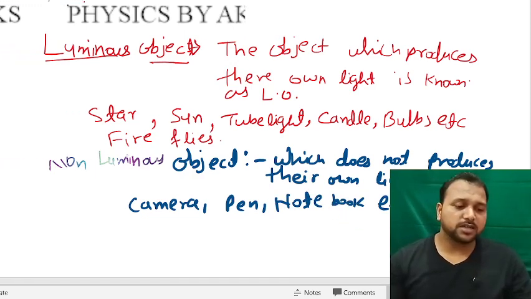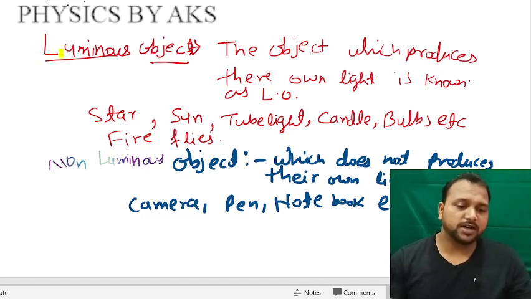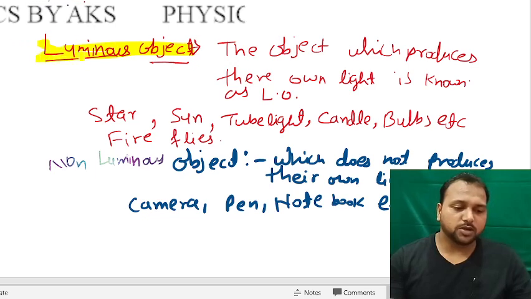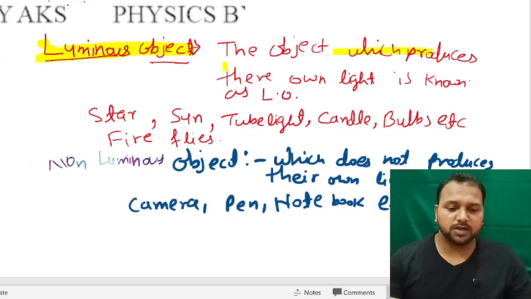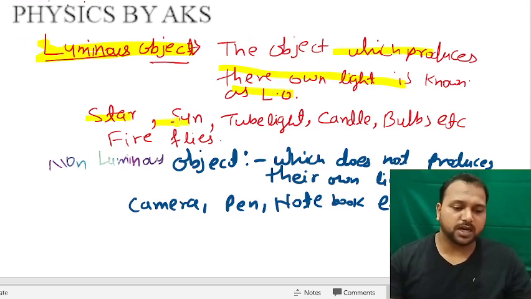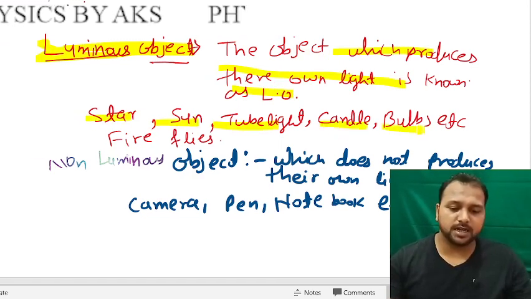So these are the things that we have already studied in our class 8. So what is a luminous object? The object which produces its own light is known as a luminous object. And what are the examples? Stars, sun, tube light, candle, bulbs, etc.